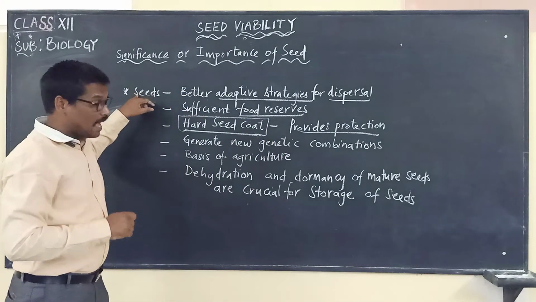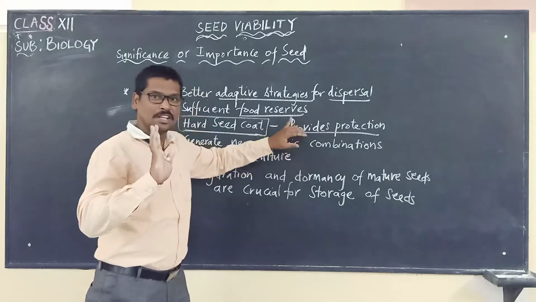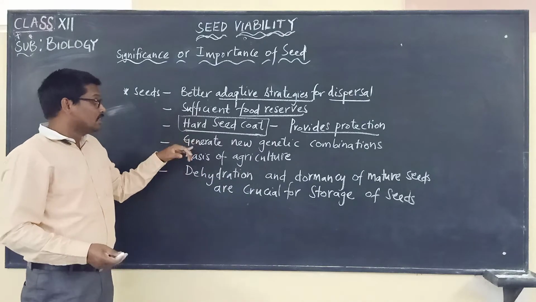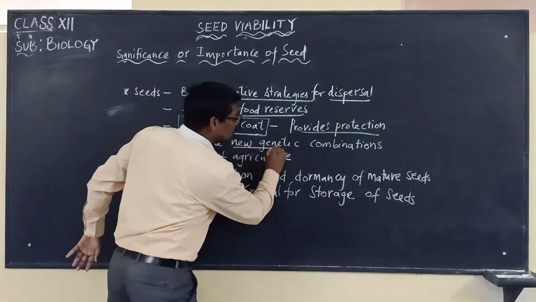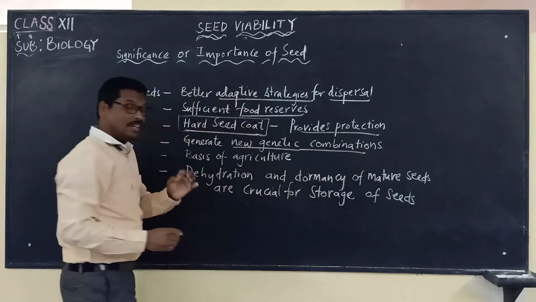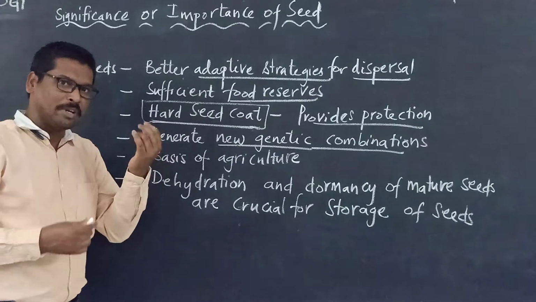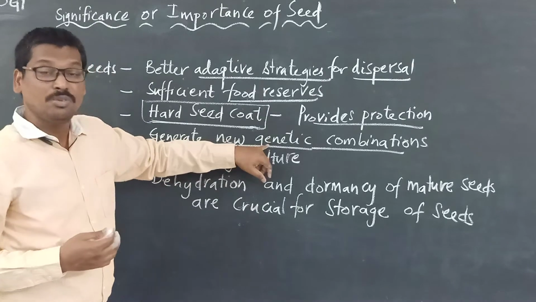So seeds are having the seed coat which provides what? Protection. Which provides protection, and they cannot be easily destroyed. So the next one is they generate, the seeds are generating what? New genetic combinations. New genetic combinations means what? In simple, we can say the seed, because it is the product of what? Sexual reproduction, it is producing new genetic combinations.